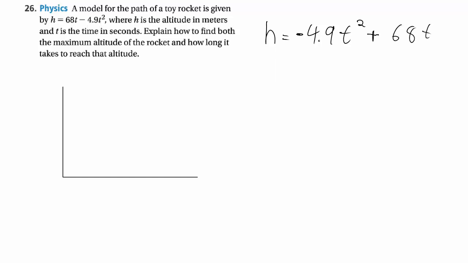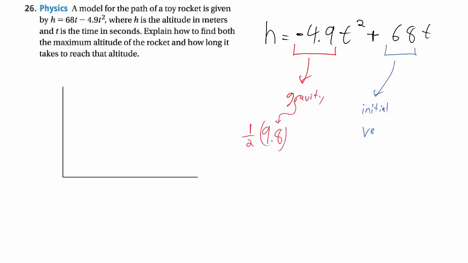That equation of the height of the object is given. That negative 4.9, by the way, comes from gravity. Gravity in meters per second squared is 9.8, and we take half of the gravity for reasons that you find out when you take calculus. That 68, even though it's not explicitly said in the problem, is the initial velocity. It's what the initial velocity of that rocket is.